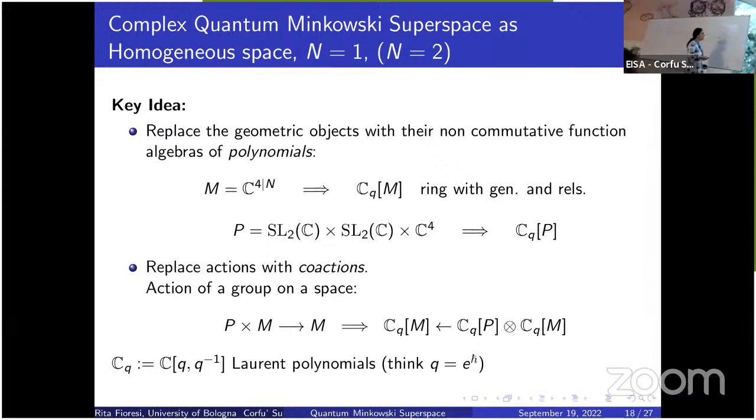And when you look at the word quantum, I'm thinking of taking C together with some Q. Q, you may think it's e to the h, meaning h is a very small quantity and Q is close to one, or you can think of it as an indeterminate. If you ask me, I'm a mathematician, for me it's an indeterminate, but it can also be specialized to a number. So the functions on M, which has coordinates X, Y, Z, T, do not commute, they commute almost, up to some Q. And there will be relations that purposefully I don't write; we can write a very explicit relation, but I don't think it's useful to write all these relations.